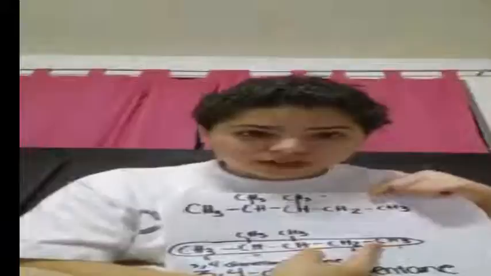And we have 1 and 2. We have to number the chain from the end: 1, 2, 3, 4, 5. The first one is in the 3, the second one is in the 4. So it is 3,4-dimethyl, because we have 2 of them, pentane, because the largest chain has 5 carbons.